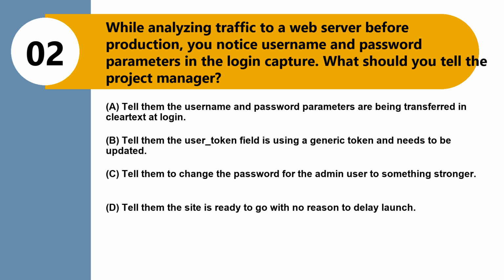Option A. Tell them the username and password parameters are being transferred in clear text at login. Option B. Tell them the user_token field is using a generic token and needs to be updated. Option C. Tell them to change the password for the admin user to something stronger. Option D. Tell them the site is ready to go with no reason to delay launch.